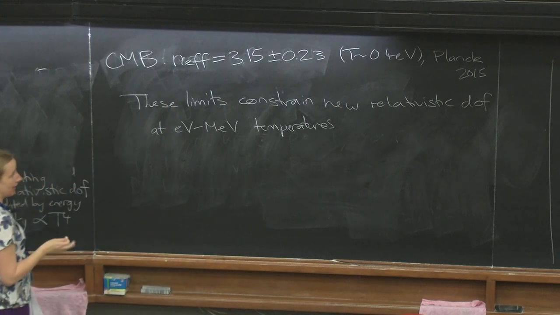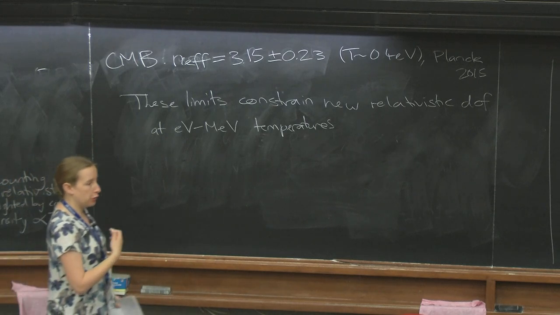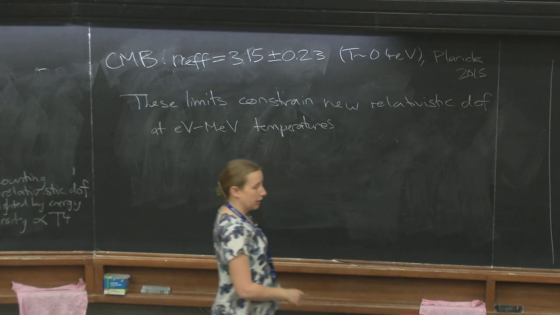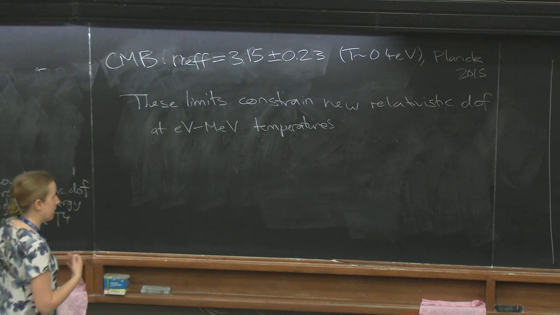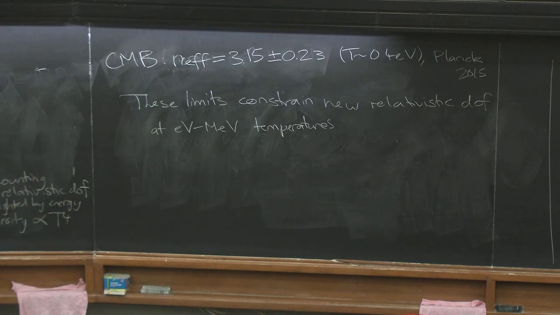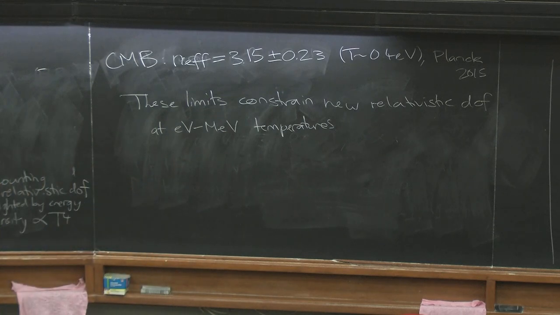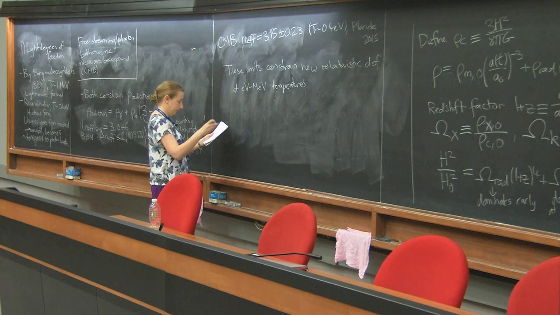In general, what this means is that if you have a new dark matter particle that is coupled to the standard model, that is at the same temperature as the standard model, and has a mass less than about an MeV, so it's still relativistic post-BBN, it can be difficult to reconcile with these constraints, and you should think about it carefully.